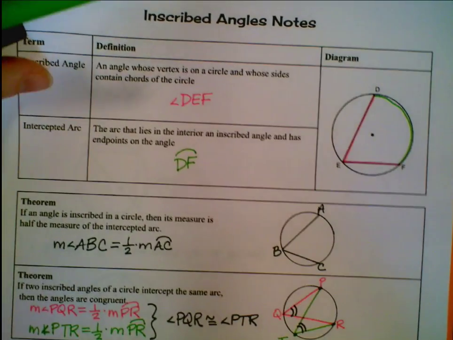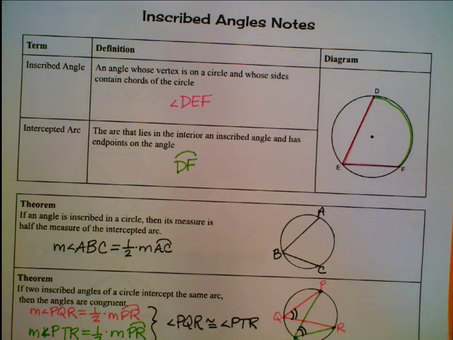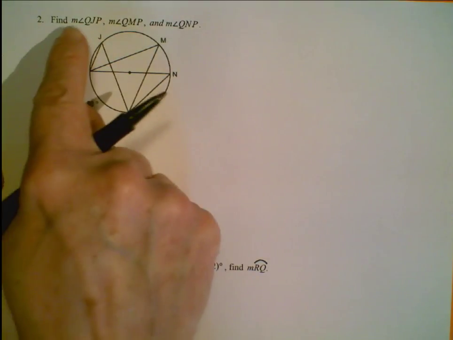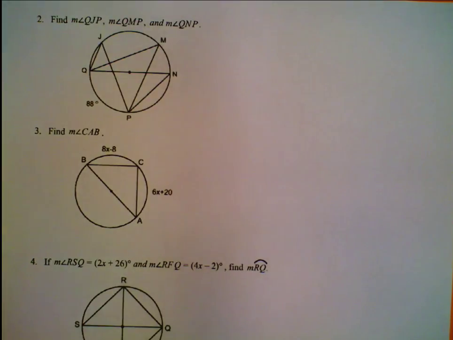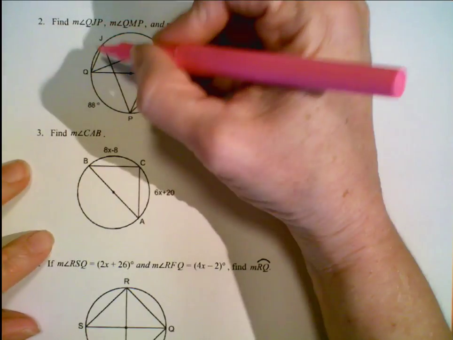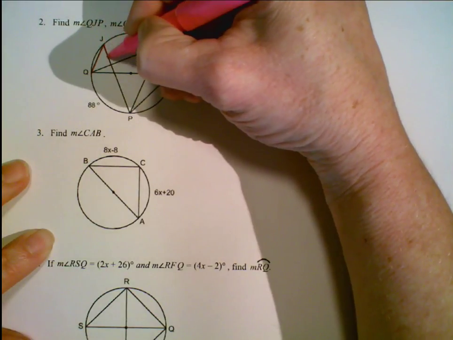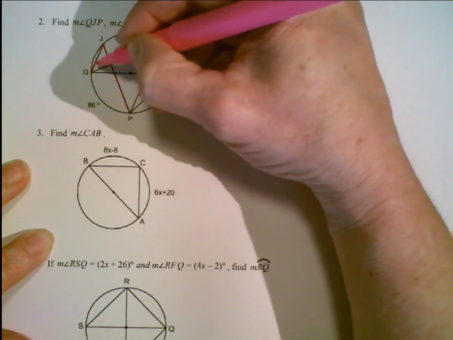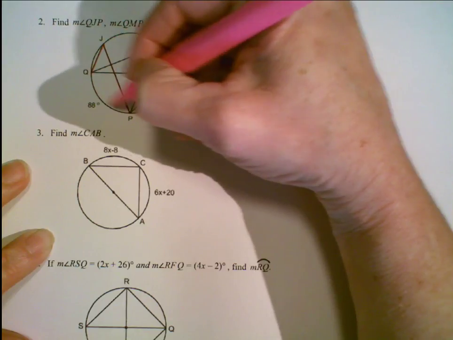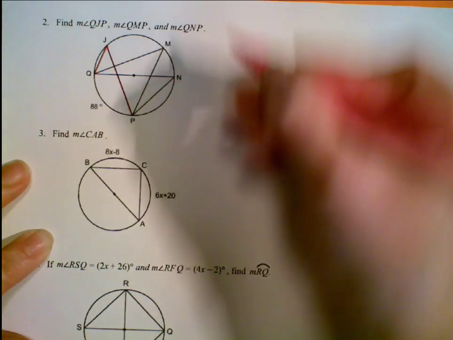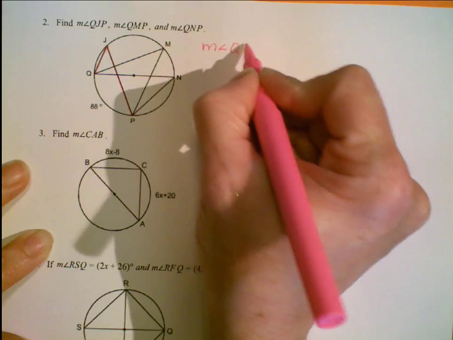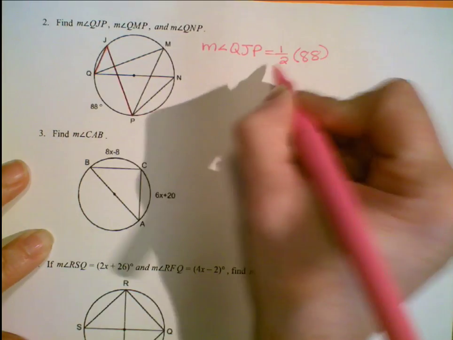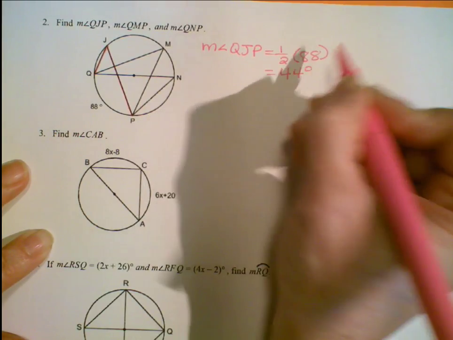Now let's look at some other examples back here on the back of the page. In this case, we have several angles going on here. Find the measure of angle QJP. So let me see, QJP would be here. And I can see that it intercepts this arc that's 88 degrees. So the measure of angle QJP is going to be 1/2 of that intercepted arc, 88 degrees. So in this case, 44 degrees is the measure of that angle.